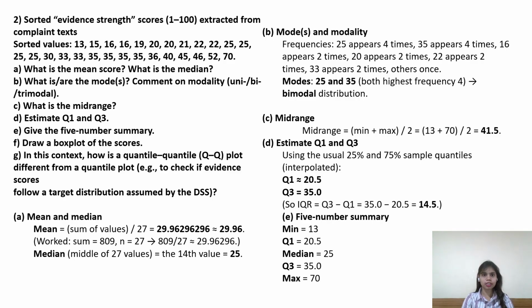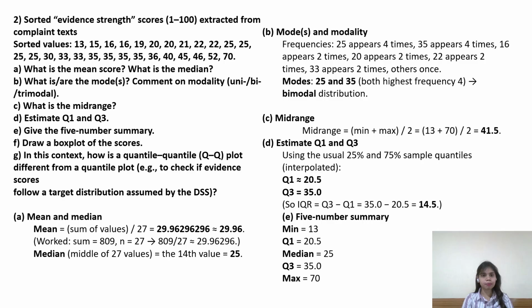Question number 2. Sorted average strength scores from 1 to 100 extracted from the text. Sorted values: 13, 15, 16, 16, 19, 20, 20, 21, 22, 23, 25, 25, up to 70. What is the mean? What is the median? Comment on the modality.